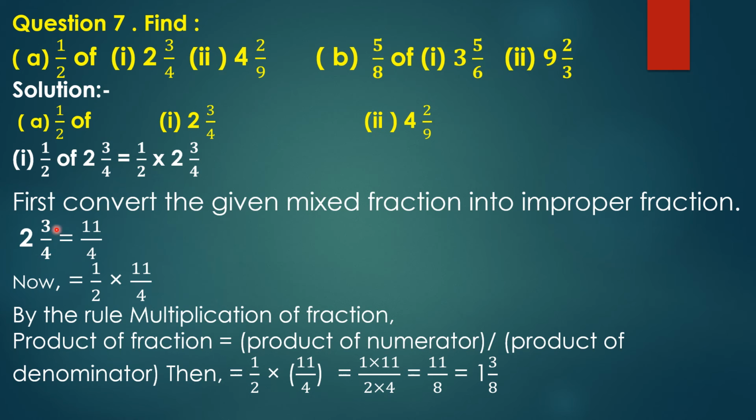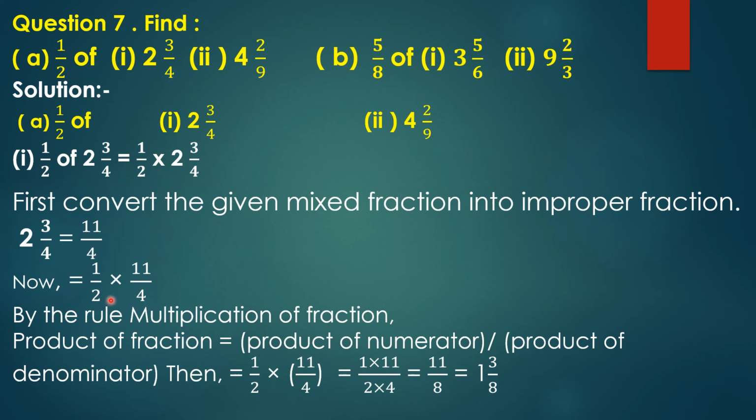So write down 2 3 by 4 equal to 4 2s are 8, 8 plus 3, 11. So this will become 11 by 4. So what is the value of 2 3 by 4? It is 11 by 4. Therefore, our question 1 by 2 into 2 3 by 4 equal 1 by 2 into 11 by 4, because 11 by 4 is nothing but 2 3 by 4. Therefore, we are writing the value of the mixed fraction as 11 by 4.